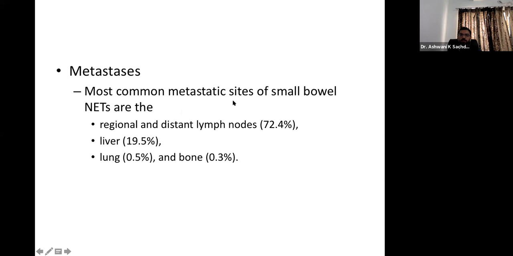So most common metastasis of small bowel neuroendocrine tumors are regional or distant lymph nodes in about 70%, liver occur in about 19%, and more distant in lung and bone in only less than 1%.